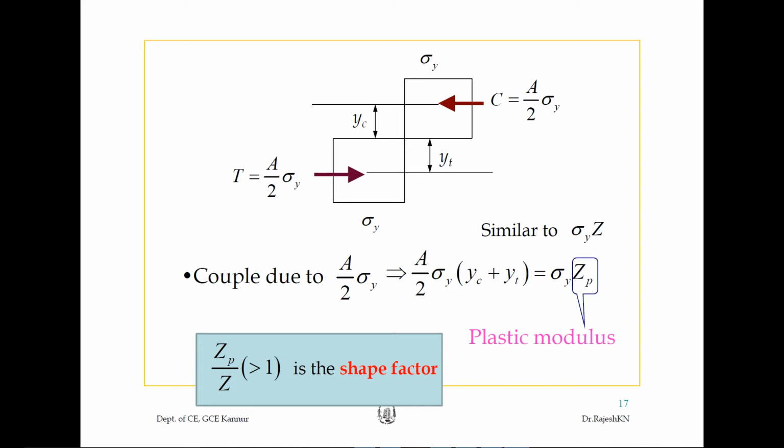Now we have seen the compression force and tension force is A by 2 sigma y, and the lever arm from the neutral axis is YC and YT. We will add both, which will equal ZP, the plastic modulus, and ZP by Z, the ratio to the original elastic modulus, should be greater than 1. This is the shape factor. This is a very important factor considered in plastic analysis. ZP is the YC plus YT, the lever arm of the compression and tension sides, upon Z, and should be greater than 1.